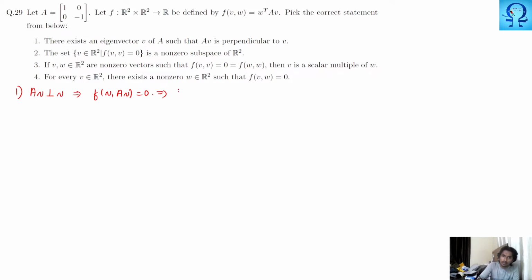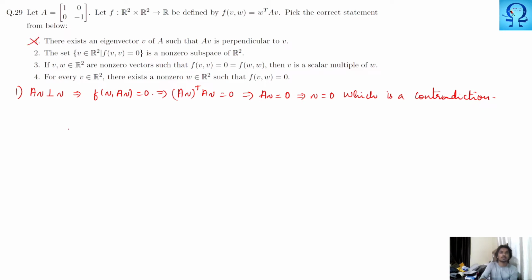So according to the map, this is AV whole transpose and AV, which is 0. This is possible only when what? AV is 0. If AV is 0, then what does this mean? This means that this V has to be equal to 0, which is a contradiction. Why? Because initially we have assumed that this V is an eigenvector of A. Eigenvector cannot be a 0 vector. So that is why it leads to a contradiction. Option 1 is false.